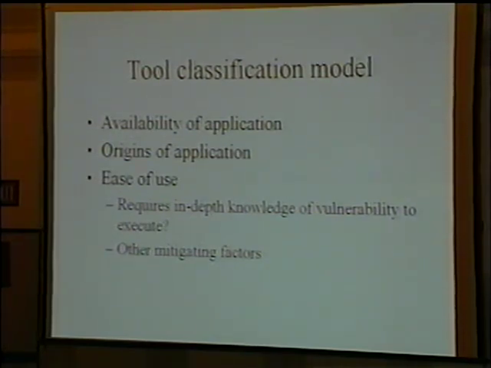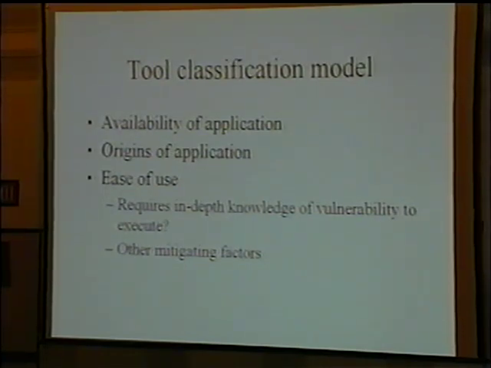Some exploits are more available than others. If someone attacks your system with an unknown exploit, then they're probably going to be more of an adversary than someone that attacks your system with a five-year-old exploit. All exploits have their origins. Obviously the vulnerability discovery web diagram comes into that. We'll look at that in a second.